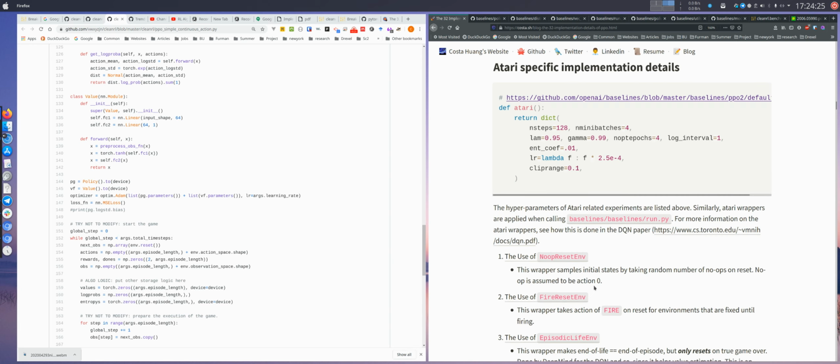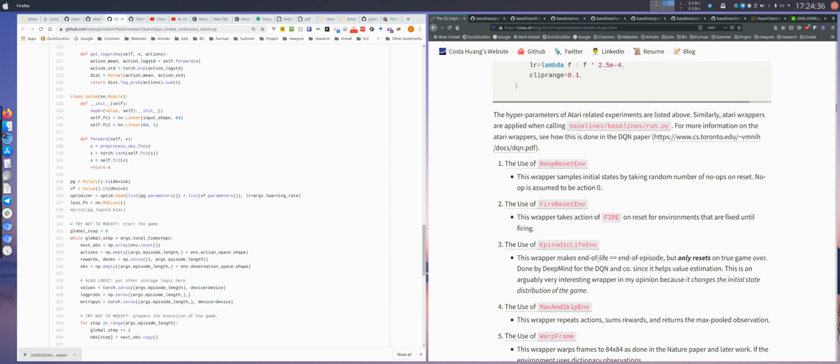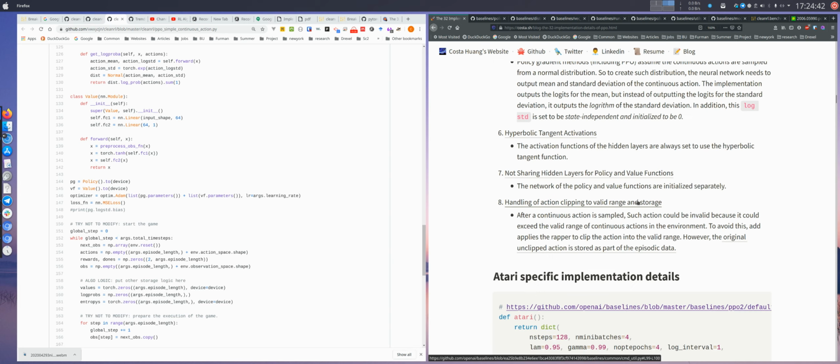And for details regarding the Ataris, there's basically a bunch of wrappers, as it is done in the original. Just a quick question. Yeah, go ahead. If they store the unclipped actions, what do they do with it?